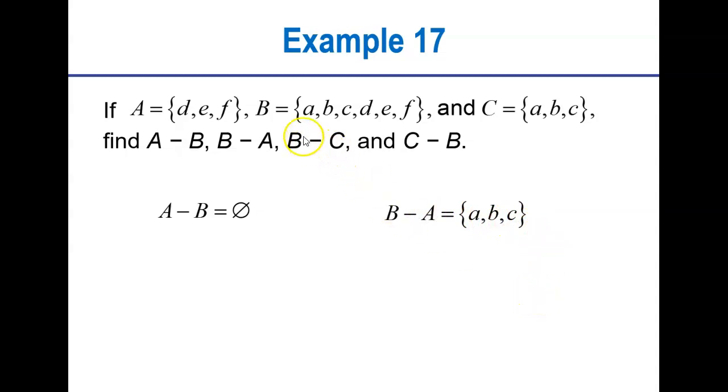Now, what would be the set difference from B to C? Well, that means if you have A, B, and C here, and you have A, B, and C here, what do you think is going to be left? Well, what's going to be left now is D, E, and F. So the set difference from B to C is D, E, and F. Now we want to find the set difference from C to B. Well, if we go from C to B, that's also going to be the empty set because you have 3 elements going to 6 elements, and therefore that's going to represent the empty set.